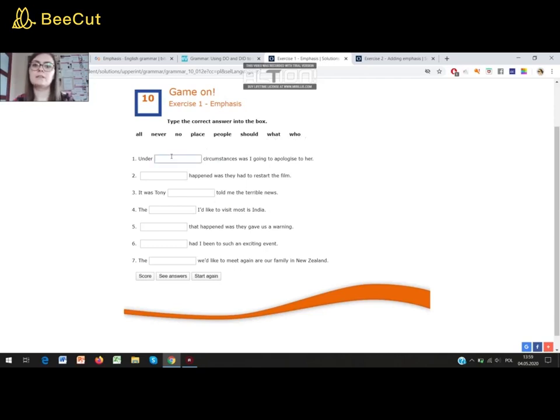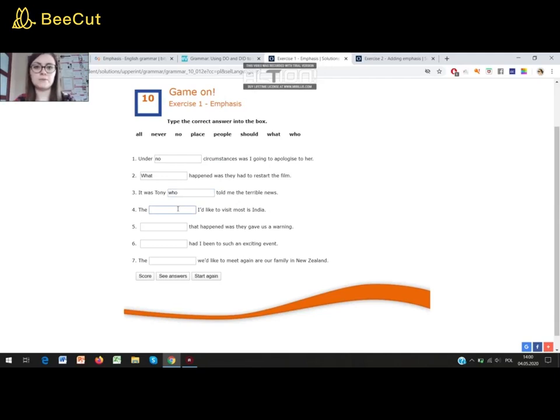So let's try. Under no circumstances was I going to apologize to her? Under no circumstances, we have inversion here, was I going. What happened was they had to restart the film. Here we have a cleft sentence. Another one. It was Tony who told the terrible news. Yeah, so here we can use also the relative clause, but it's also used as a cleft sentence.